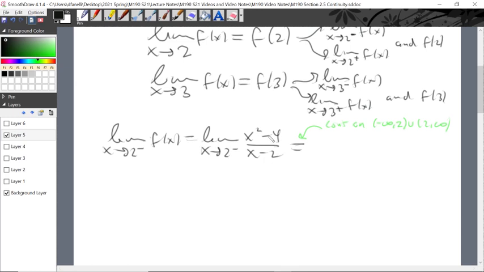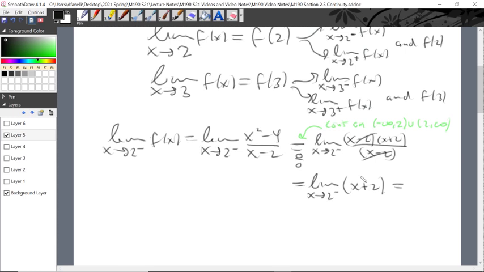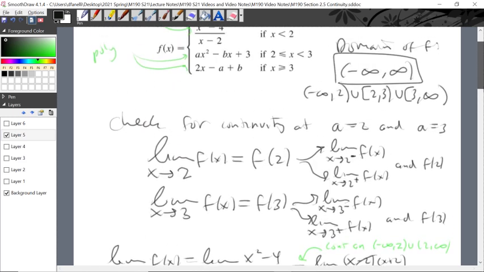If we plug 2 into this, what are we getting? 0 over 0, right? The indeterminate form. So with 0 over 0, we try to remove the discontinuity. So you get x minus 2 times x plus 2 on top, x minus 2 on the bottom. We cancel x minus 2 with x minus 2. Now we're running the limit as x approaches 2 from the left of x plus 2, and that's polynomial. We can evaluate it by continuity, and we would get 4. Okay, so the limit from the left of 2 is equal to 4.